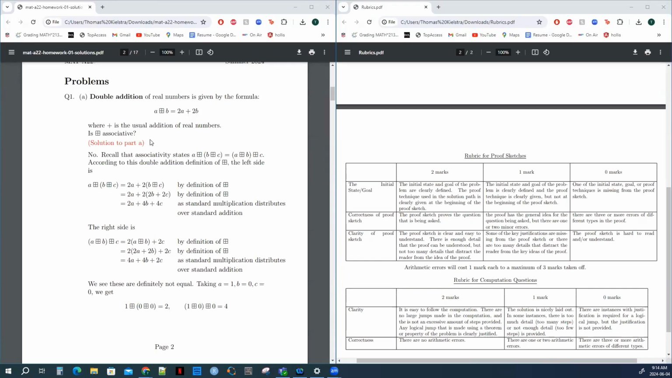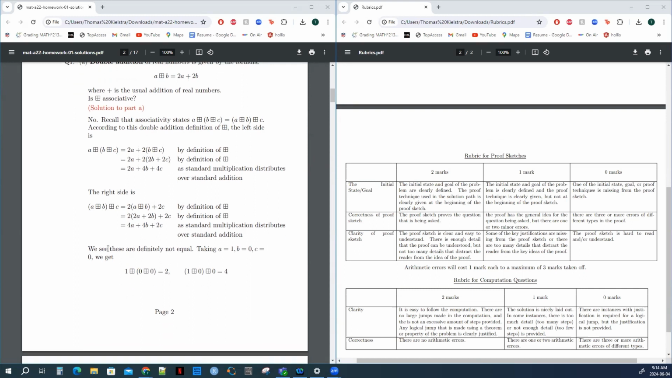So if we look at question 1A from this assignment, which I believe is 2A from our first homework assignment, we're looking at double addition. And the question is: is the addition associative? It starts by saying we'll call what associative according to double addition, plus the left side. We have our left side and we have our right side.